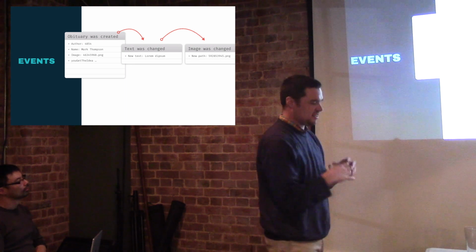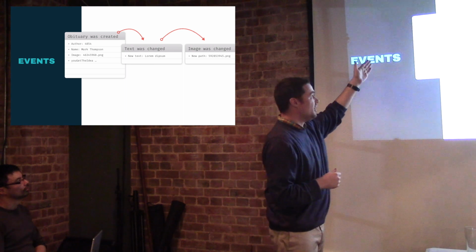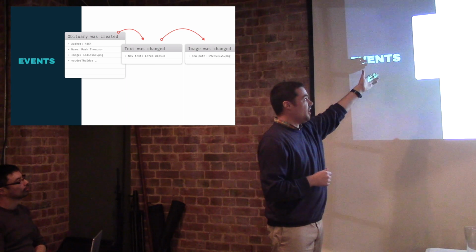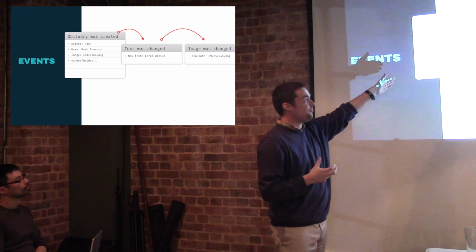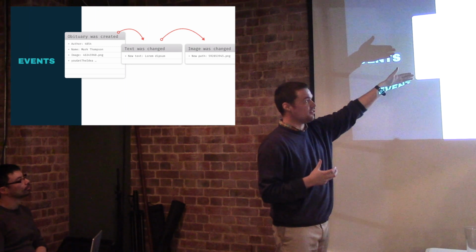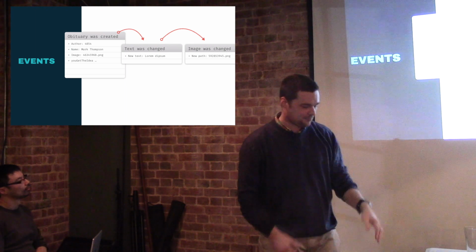So we've got, instead of that database structure, we now have a set of events. We've got obituary was created, and this was the data. And so an image that was created would be a property on that event. And then the text was changed, and it's just a set of events.